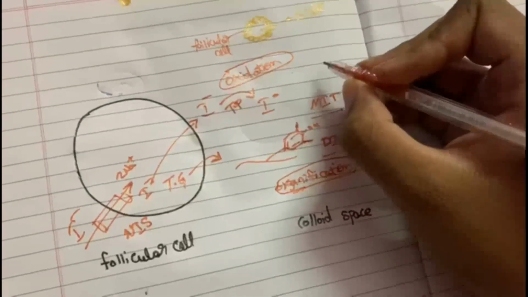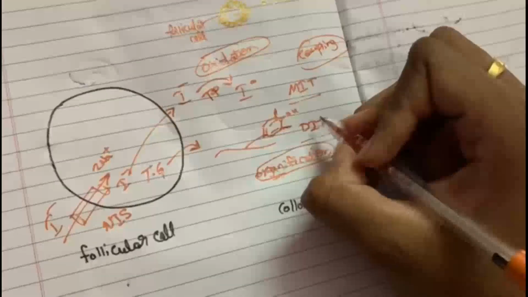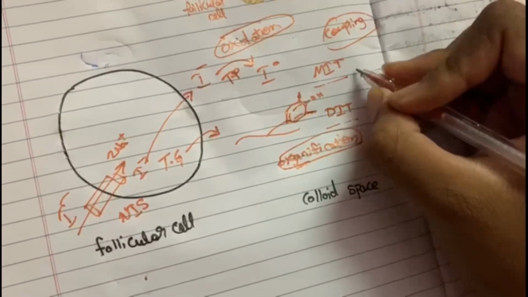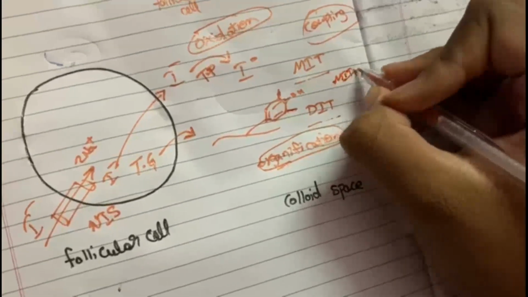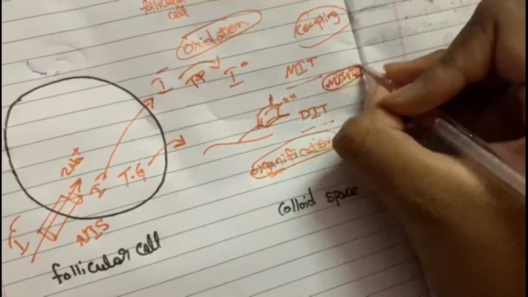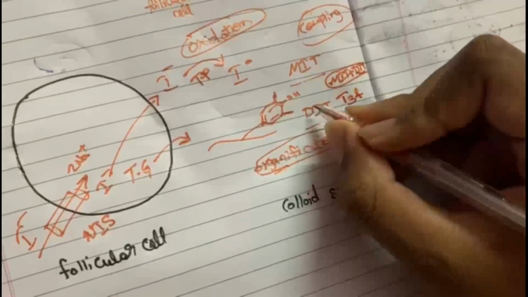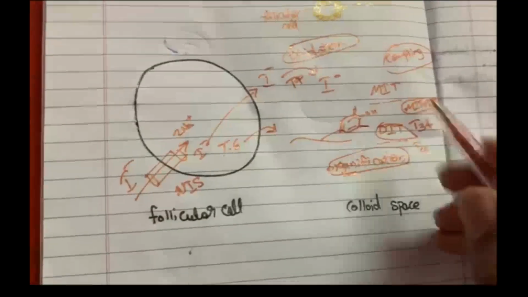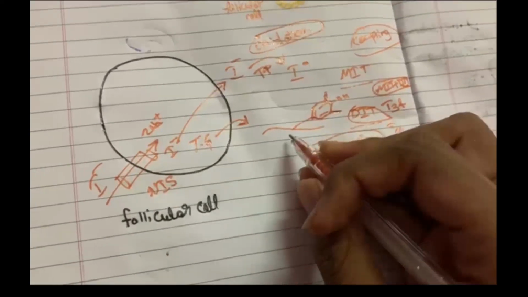The next step is coupling. This MIT and DIT add up to each other, either MIT plus DIT forming T3 and DIT plus DIT forming T4. The formed T3 and T4 are still connected to the thyroglobulin.